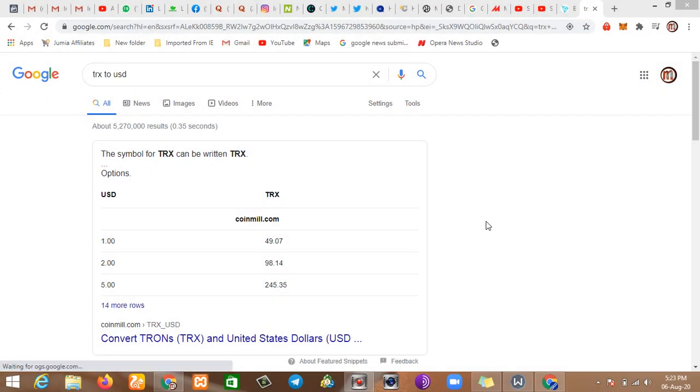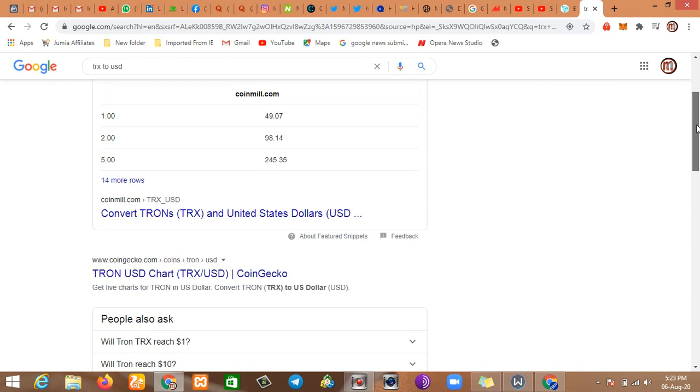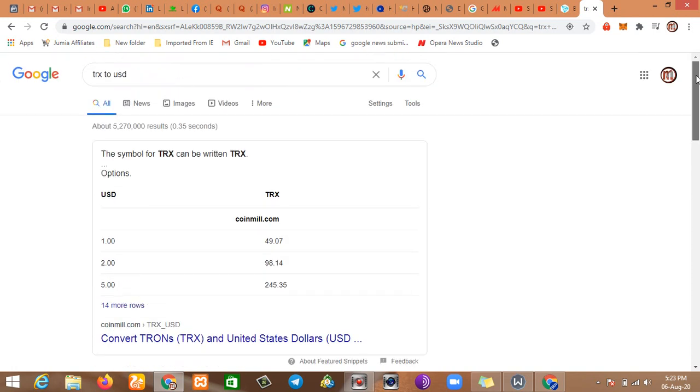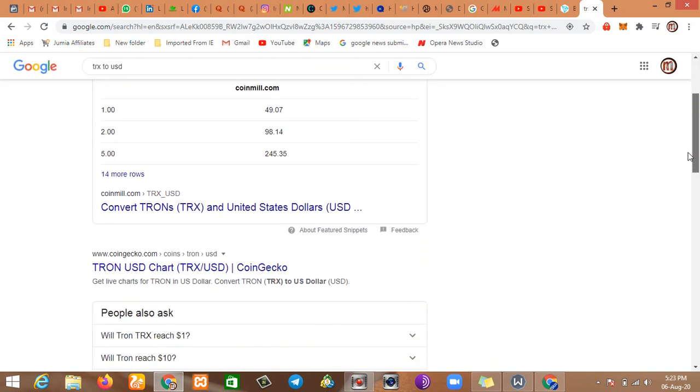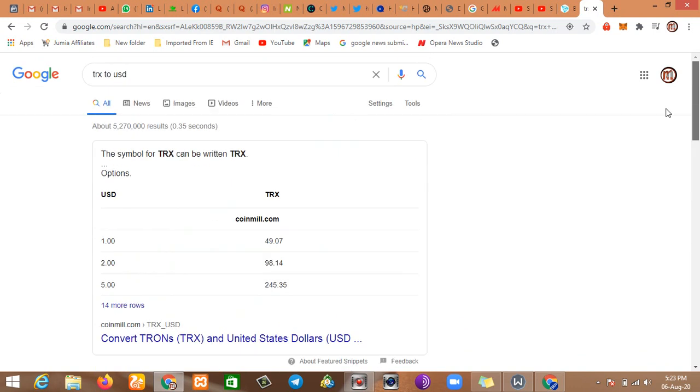Okay, awesome. So one Tron is, let's see, it's $49. Okay, one Tron is about $49. So let's see how we can work with this. Now let me see if I can check it on CoinMarketCap for us. Okay, I can't see CoinMarketCap right here, but we'll just move on to the review.